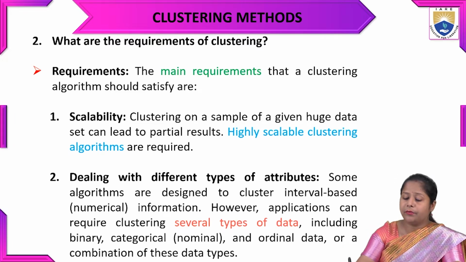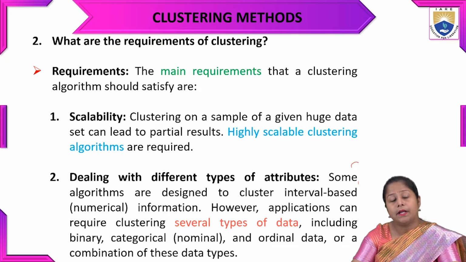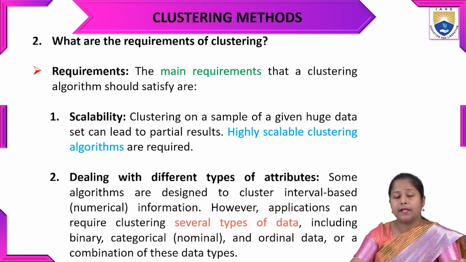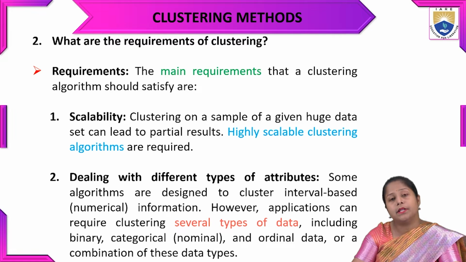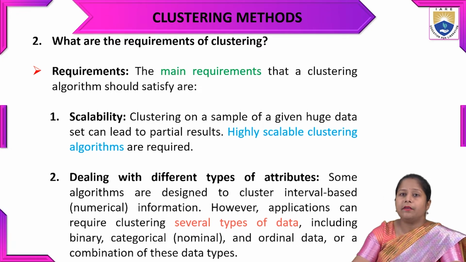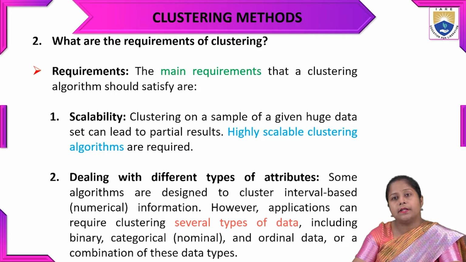Second is dealing with different types of attributes. If we have different types of attributes in the database, some algorithms are designed for interval-based clusters. However, applications may require clustering of several types of data, including binary data, categorical nominal data, ordinal data, or a combination of these. So we have to understand what data is there, and then apply the clustering.